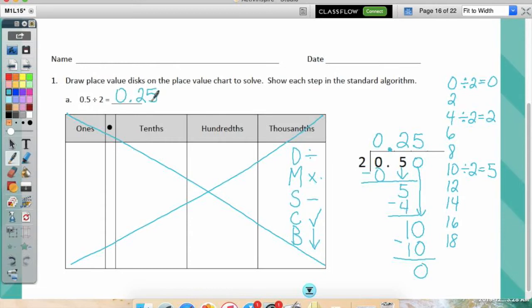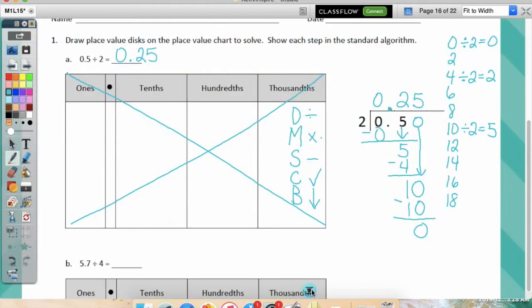That makes sense, because this could be 50 hundredths, right? What's half of 50? 25. Whenever I divide by 2, I'm just finding half. Did you already know that? Okay, let's go down and do the next one.